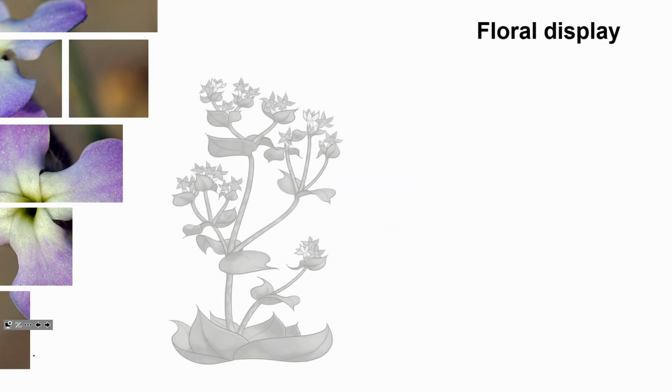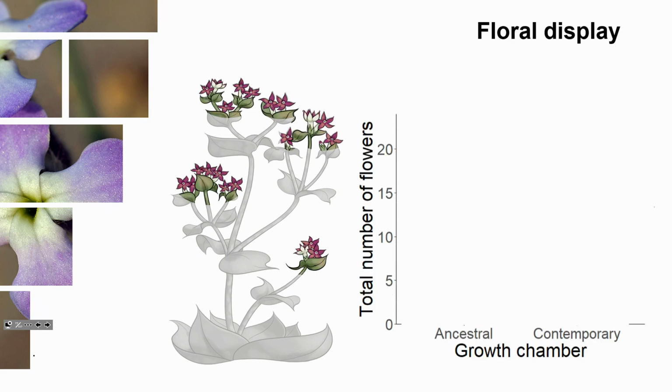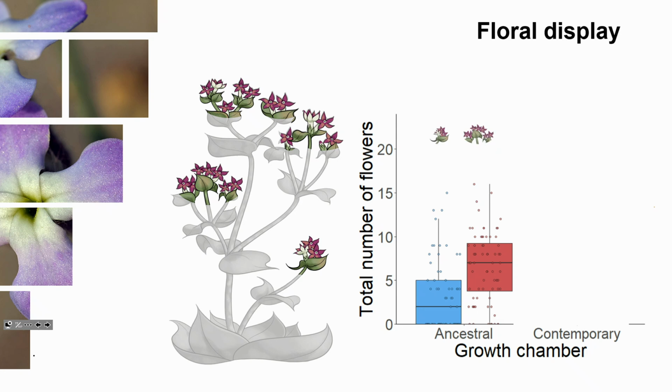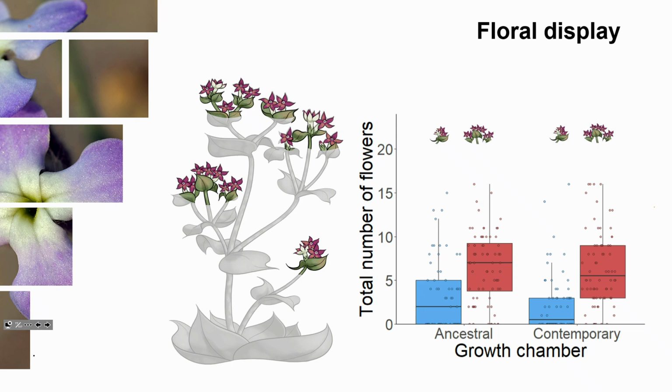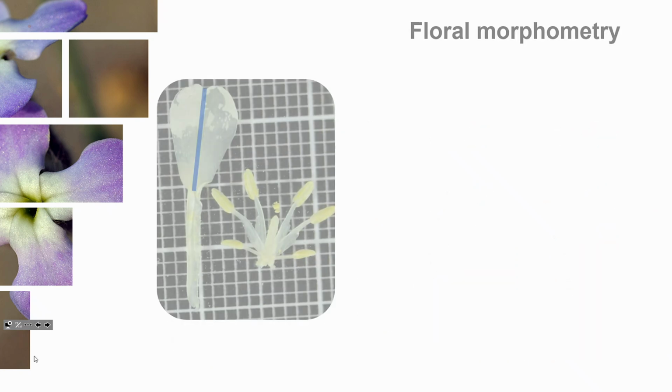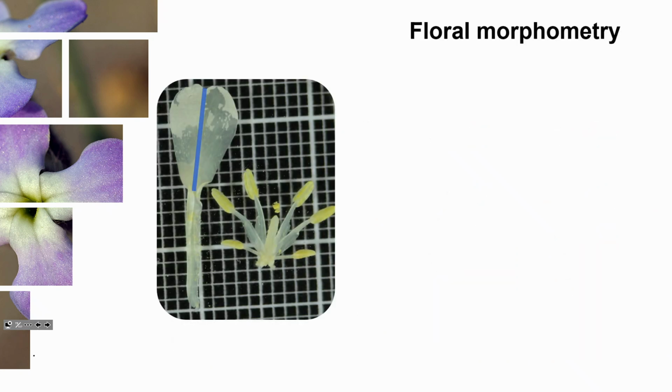Regarding the floral display, the amount of flowers that the plant offers to the pollinators at a given time, again, in the ancestral and in the contemporary environment, we see that the descendants tend to offer overall more flowers to the pollinators at any given time, and this is a statistically significant difference. But when it comes to floral morphometry, I measured things like petal length and petal width, which did not differ between ancestors and descendants. However, I still don't have the full data set.